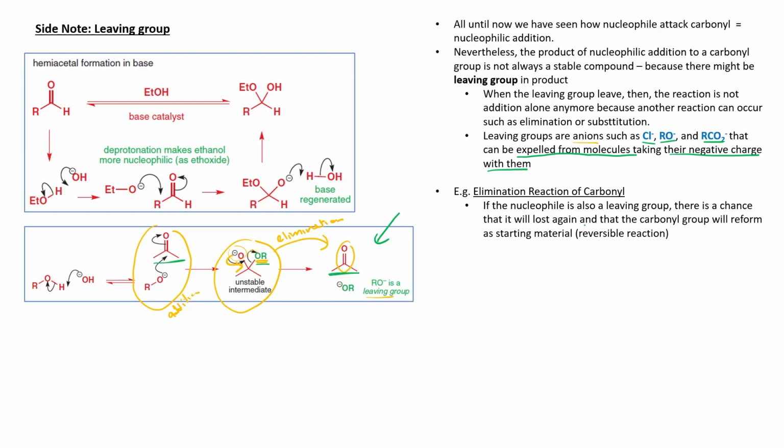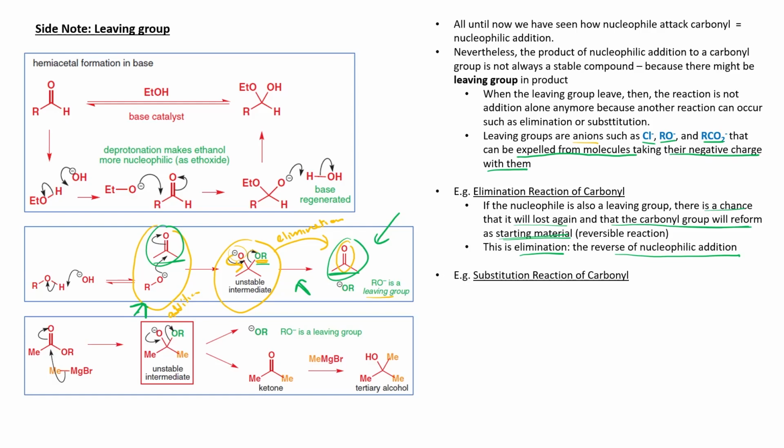Okay, so this is where there is a chance that it will lose again and the carbonyl group will reform as starting material. So this is what we see here. Okay, this is elimination, the reverse of nucleophilic addition. It's just a reverse. So this is addition, this is elimination. It's just a reverse. You get back what you start with. Okay, so that's elimination. Another example is the substitution reaction of carbonyl.